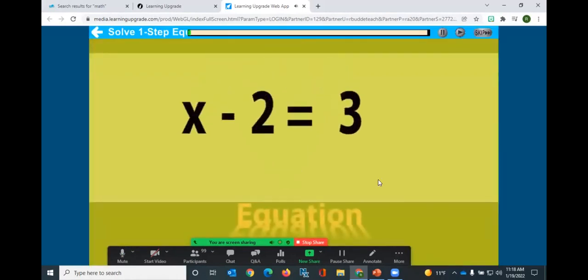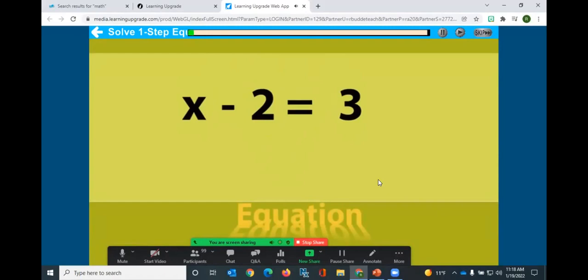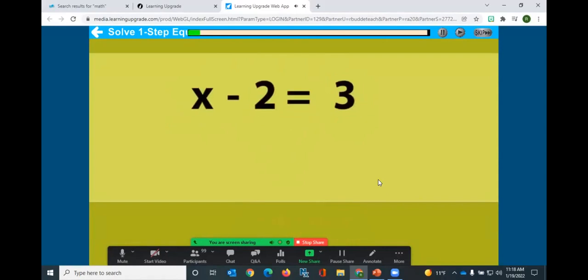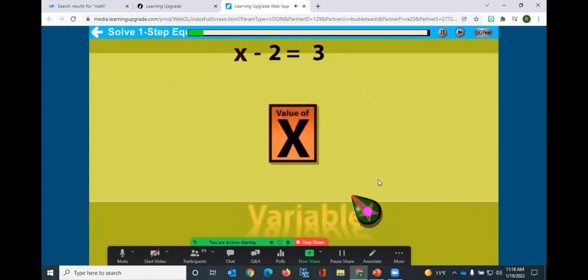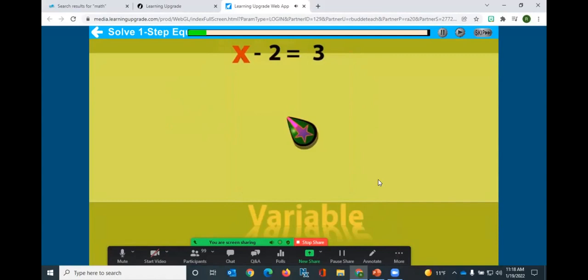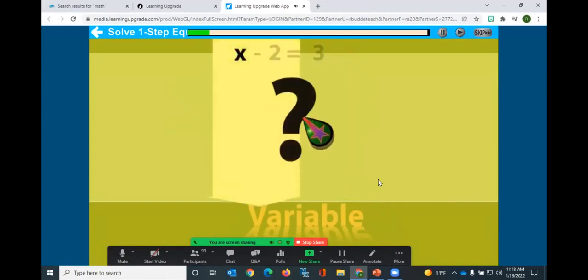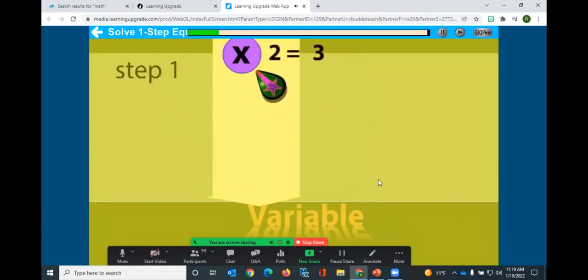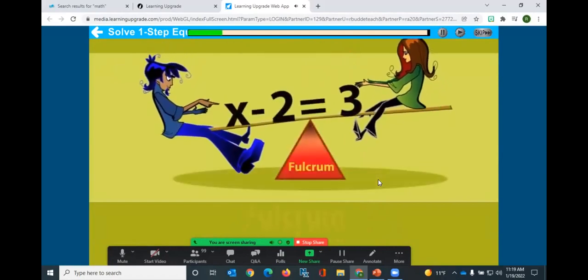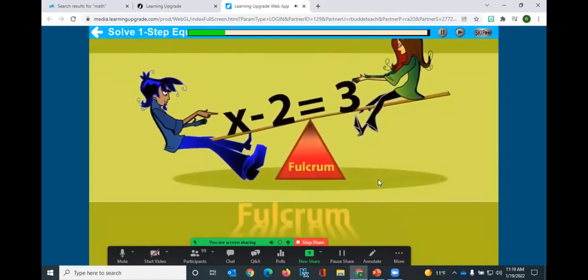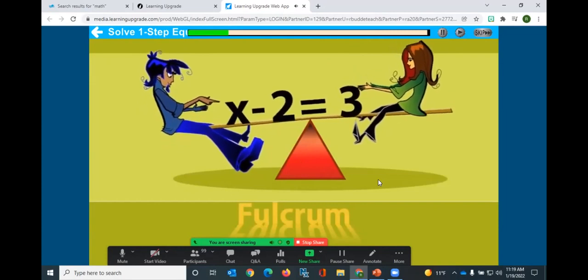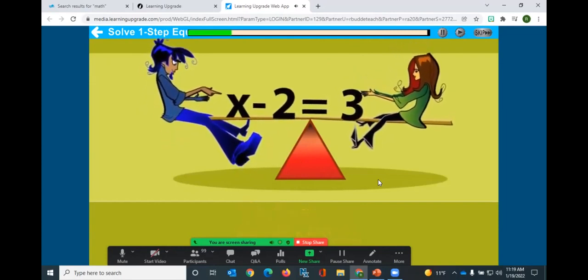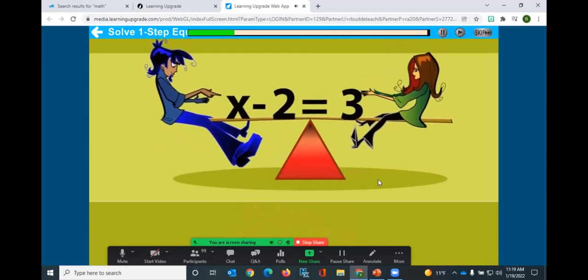Here is a simple algebra equation. X minus 2 equals 3. To solve the equation, we need to know the value of x. X equals something. In other words, we need to get the x alone on the left side of the equation. An equation is like a balance. Anything we do to one side, we have to also do to the other side to keep it in balance.